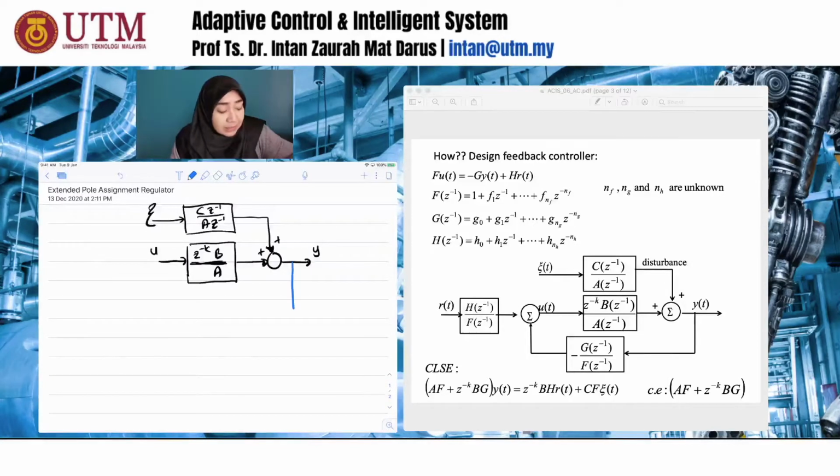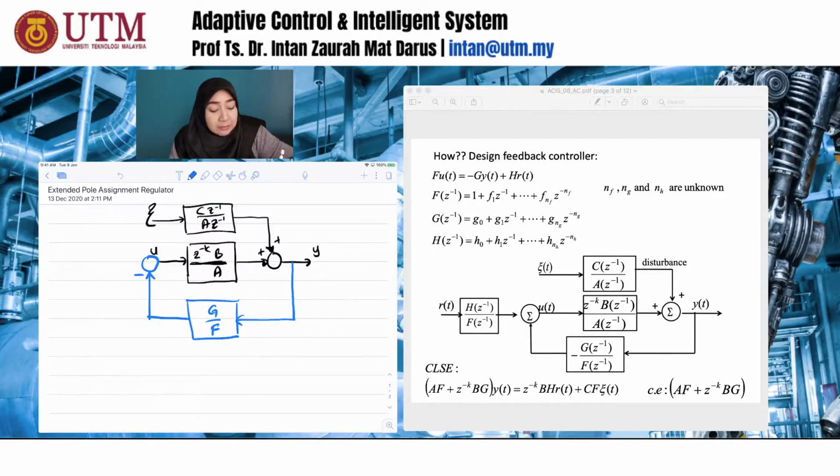At the feedback, I'm going to add a similar controller to what we had earlier, which is G over F. So that G over F is going to be added to a summing point with a negative sign. So I can just take out that negative sign from the block diagram and put it in the summing point.